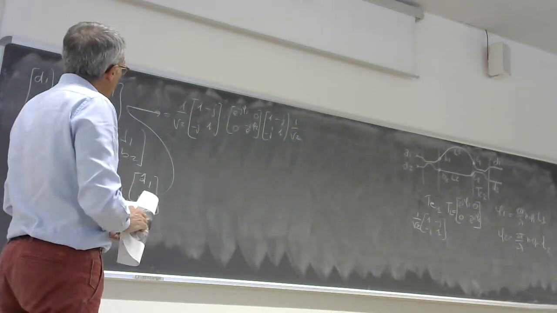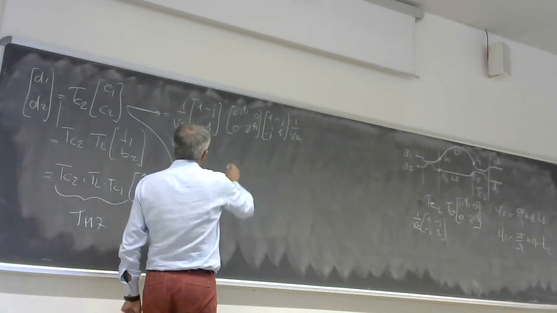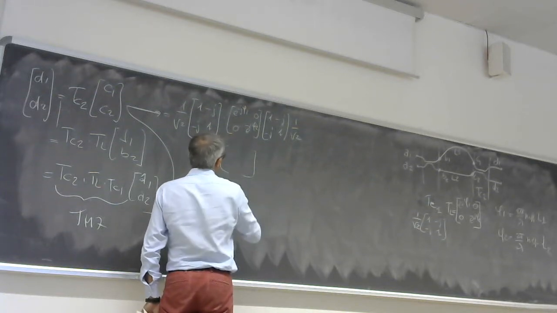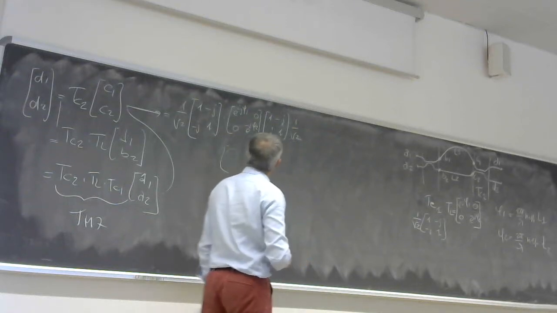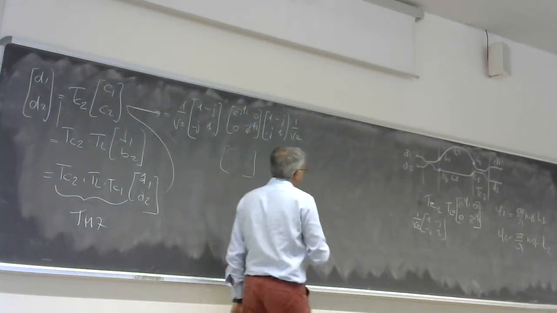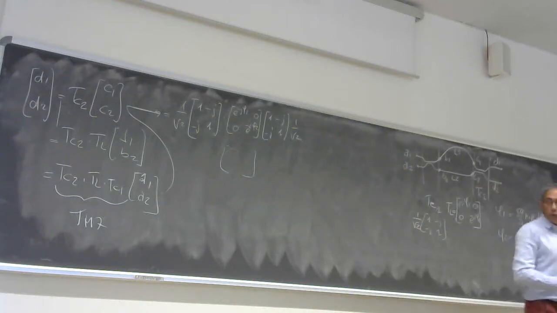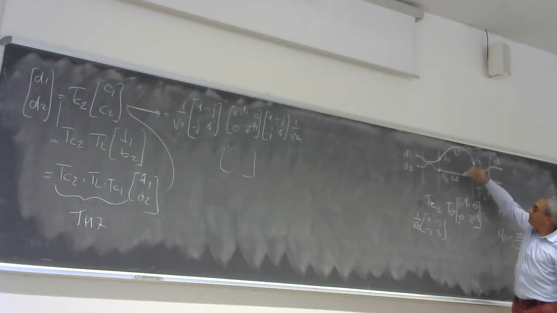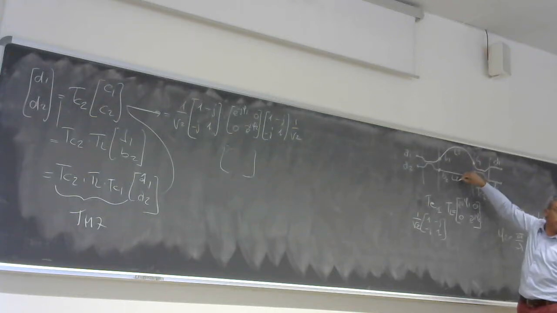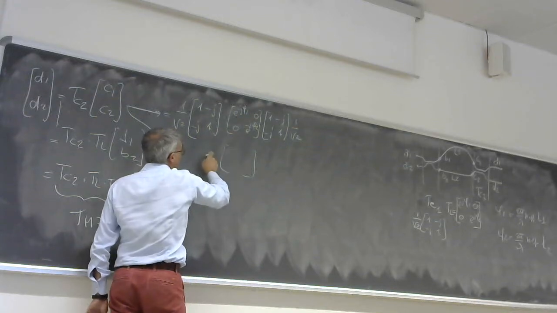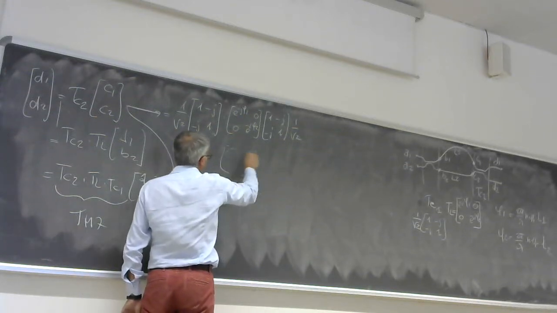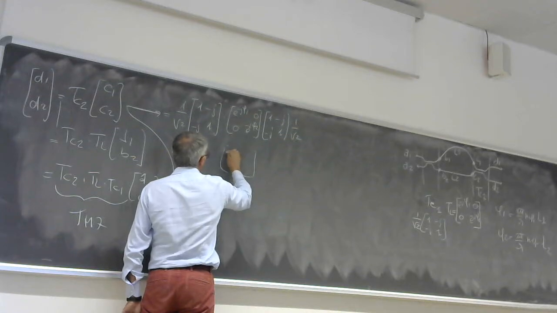Okay. To simplify, we can write the element of this one. What is important is the difference of phase between the two. So we can eventually collect this term, we put it outside, and write this matrix in this way.